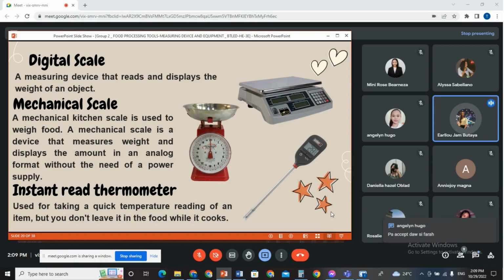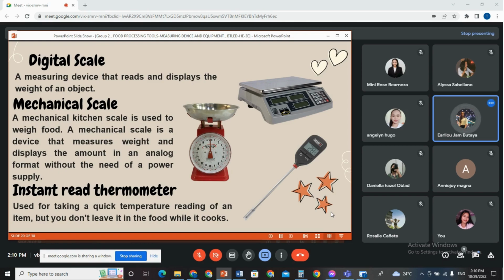So, continuing measuring devices and instruments, these include the digital scale, mechanical scale, and instant weight thermometer. So, what is a digital scale? A digital scale is a measuring device that reads and displays the weight of an object, while a mechanical scale is used to weigh food. A mechanical scale is a device that measures weight and displays the amount in an analog format without the need of a power supply. So there are two types of weighing scales, which were already mentioned, the digital and the mechanical scale.